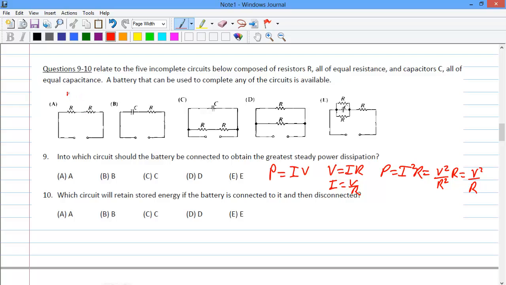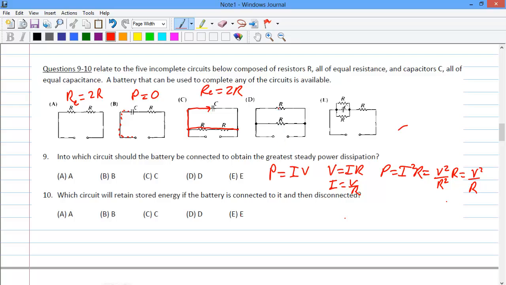So this equivalent resistance for part A is just going to be 2R. So that one will give us 2R. What's going to happen here is the current is going to flow and then get stuck at the capacitor. So none of it is going to flow to the resistor, so this is going to have 0 power dissipation. In this case here, after a long time, no current is going to flow here. It's going to get stuck, and so it's just going to flow between the two resistors. So again, we have an equivalent resistance of just 2R.